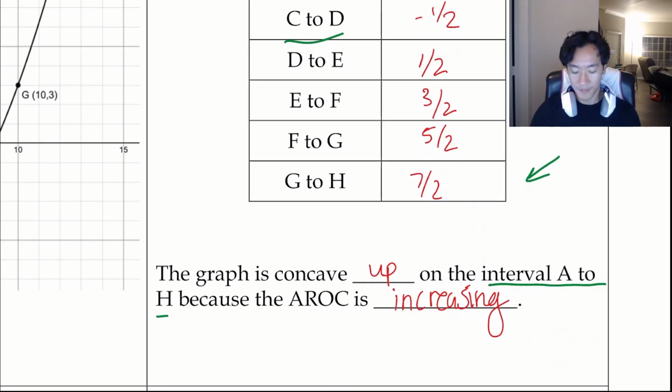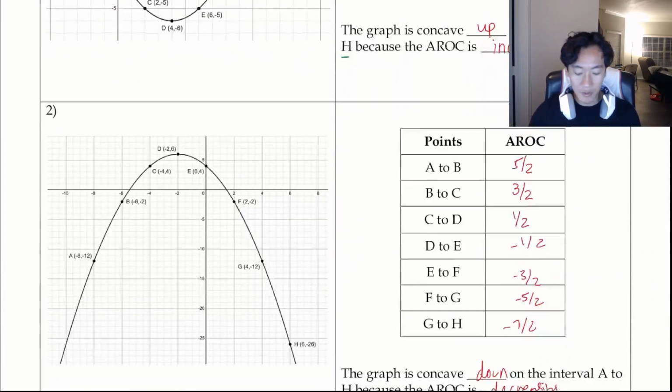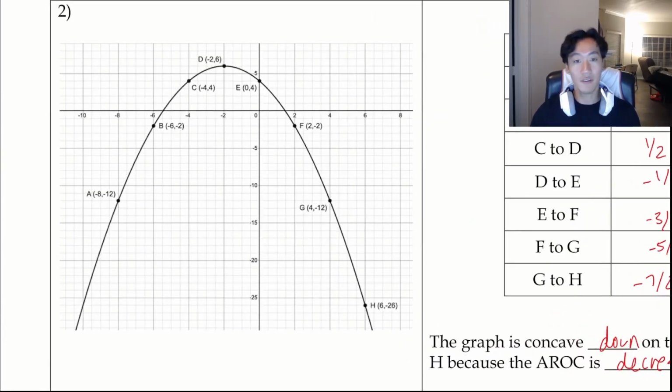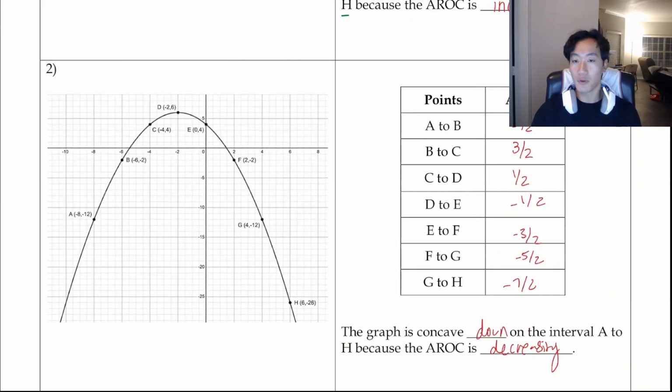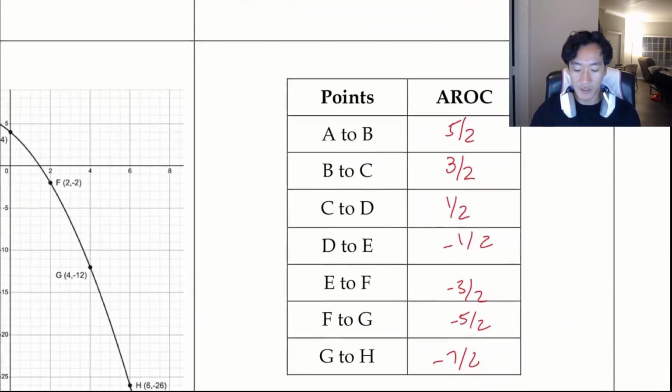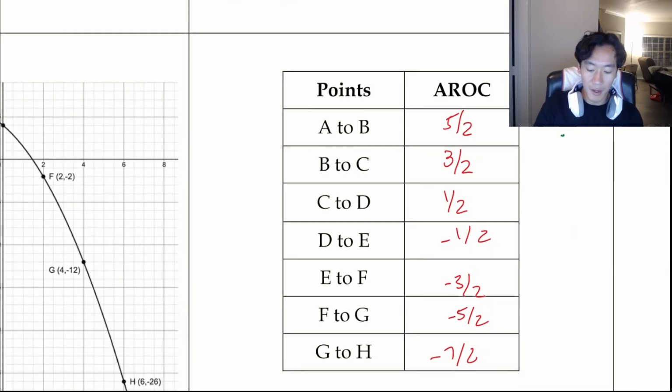Hopefully that makes sense. Then we'll see an example where the graph is definitely concave down, a frown. We even fill out the table once more. As you examine, you might want to write this down, or you can simply look, you can see that the average rates of change are decreasing. We start off positive with this positive 5 halves, which is 2.5, and we go all the way down to negative 7 halves, which is, if I'm not mistaken, negative 3.5.